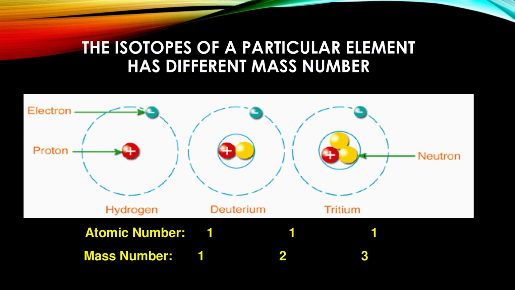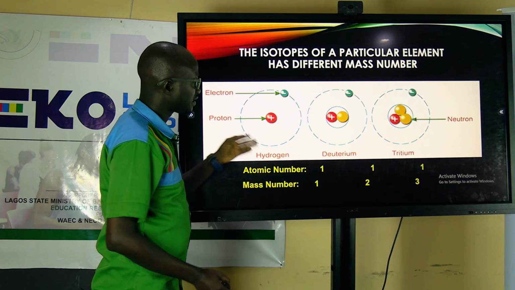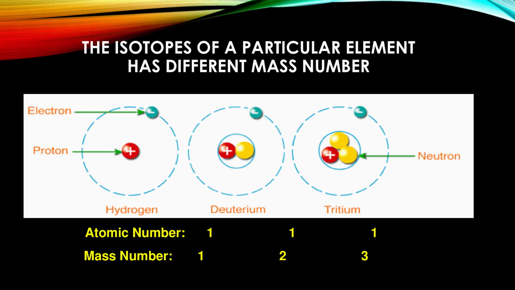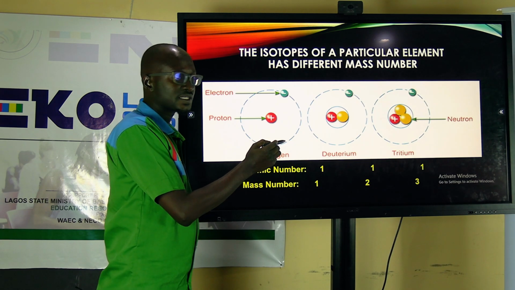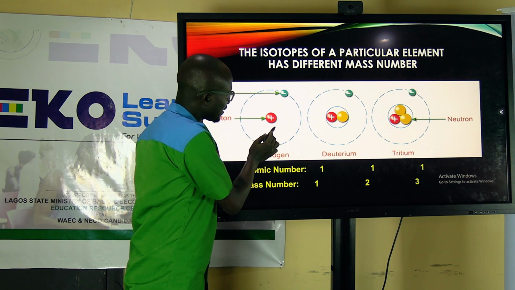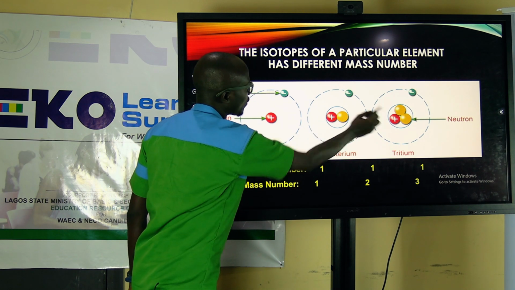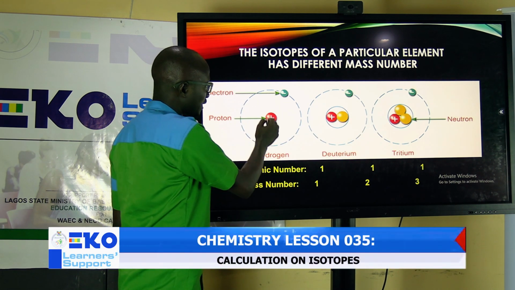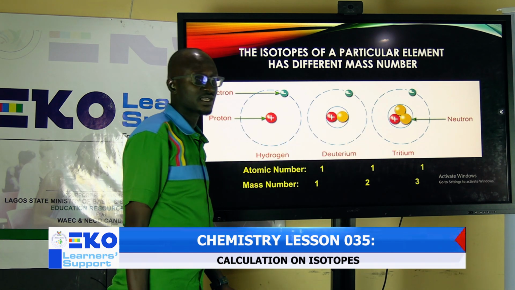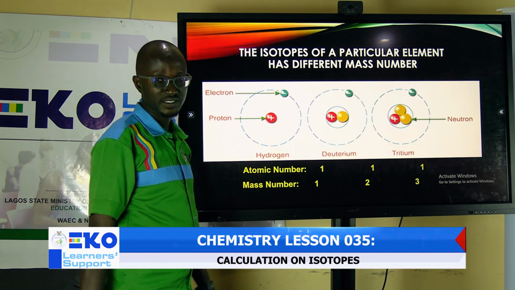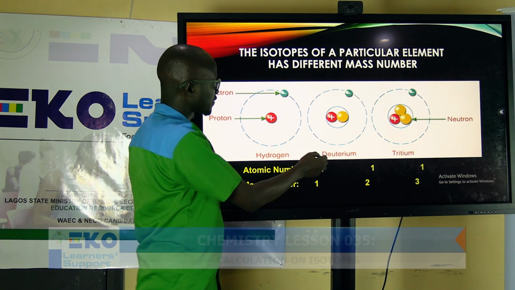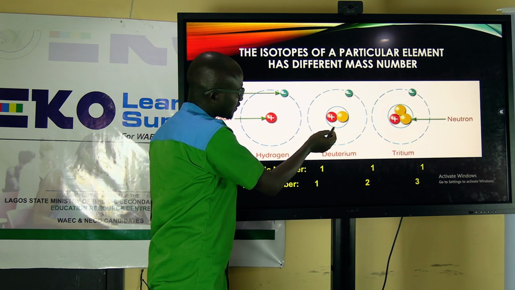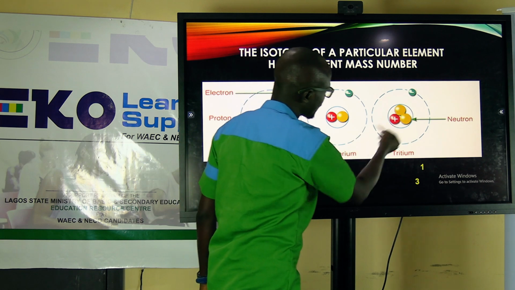The isotopes of a particular element have different mass numbers. This is another example of isotopes. Hydrogen has 3 isotopes. We have hydrogen, we have deuterium, and we have tritium. If you can see, they have the same atomic number, indicated by the red color that you see. It is 1, it is 1, it is 1. That shows that they have the same atomic number, but different mass numbers. Here, the mass number is different from this one, and here it is different from this one.